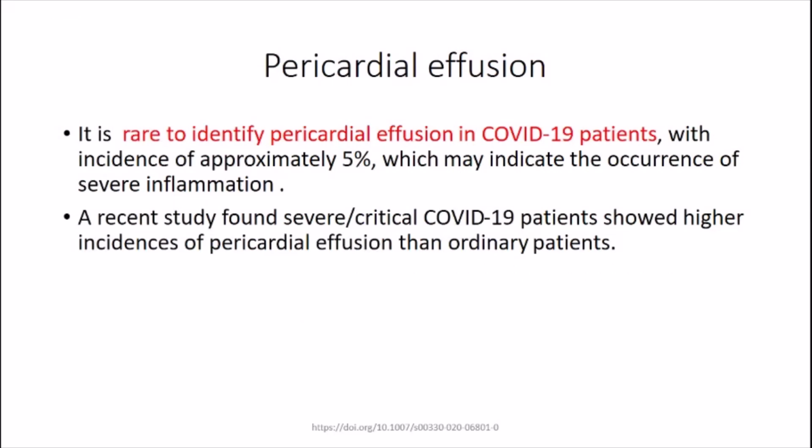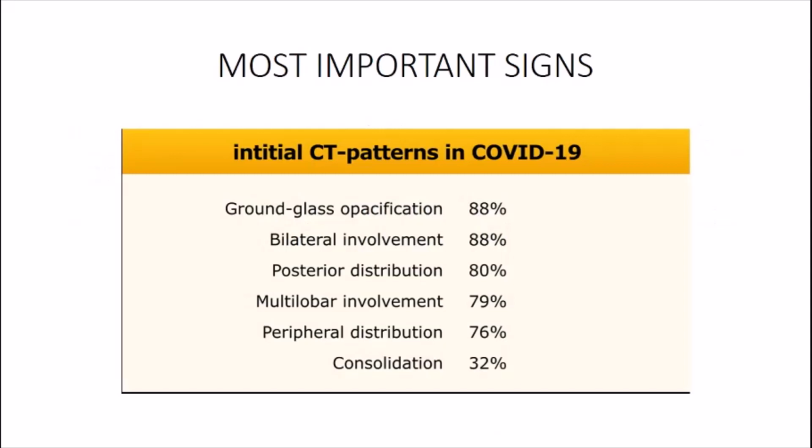Another finding that has been reported is pericardial effusion. It's very rare to identify in COVID-19 patients, in maybe around 5% of patients. A recent study showed that severe critical COVID-19 patients showed higher incidence of pericardial effusion than other COVID-19 patients. So, to summarize, what are the most important signs from the signs that we mentioned?